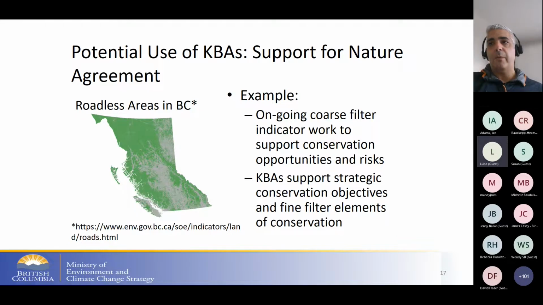Taking that the next step, knowing where KBAs co-locate with intact areas can be helpful in setting more strategic conservation objectives, as well as helping to address fine filter elements in conservation planning. Conversely, knowing where KBAs co-locate in disturbed areas can also help in management and restoration of habitat for target species that the KBA was identified for. Similarly, as new coarse scale conservation opportunity or threat indicators are developed, for example, we're currently developing an indicator for biodiversity macrorefugia, essentially climate stable areas, following the similar notion, KBAs can certainly be used as value-added information to support strategic conservation decisions. Next slide, please.